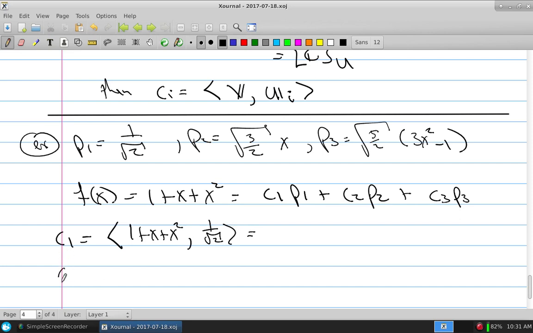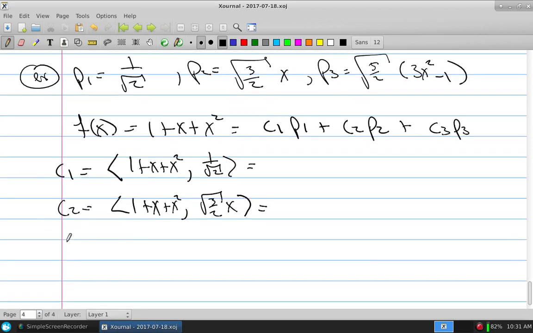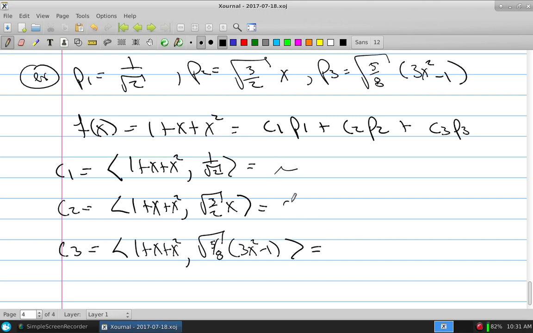What about C2? Well, what am I at? I'm at 1 plus x squared, but I'm comparing it to what? Radical 3 halves x. How do I do that inner product? I integrate from negative 1 to 1 of those two multiplied. And then my last coordinate, how much C3 do I need? I need this 1 plus x squared times radical 5, that's not 5 halves, 5 eighths, of 3x squared minus 1 equals, and still I have to finish each of those. And if I do those integrals, I get the coordinates.